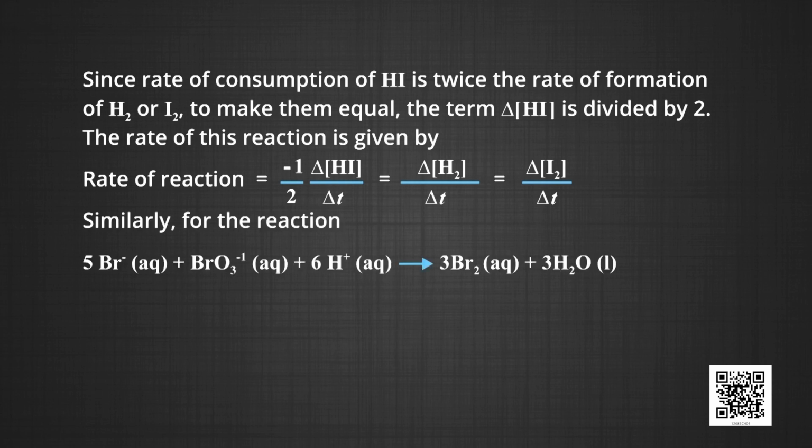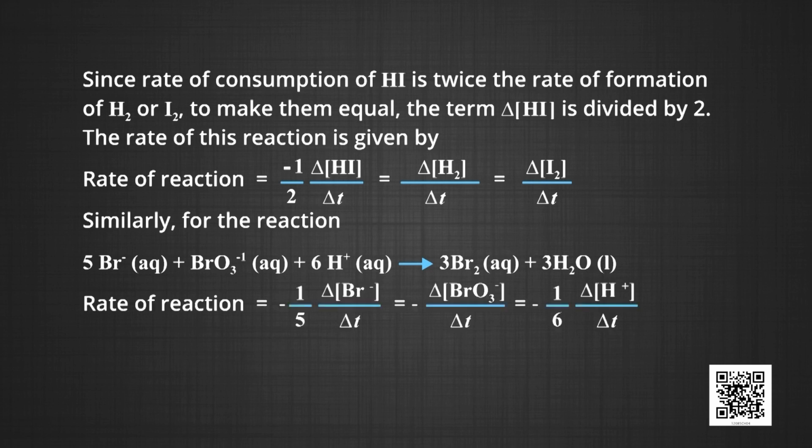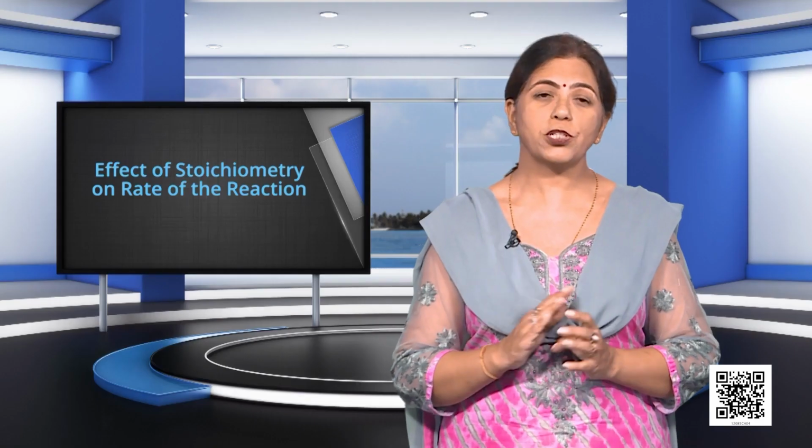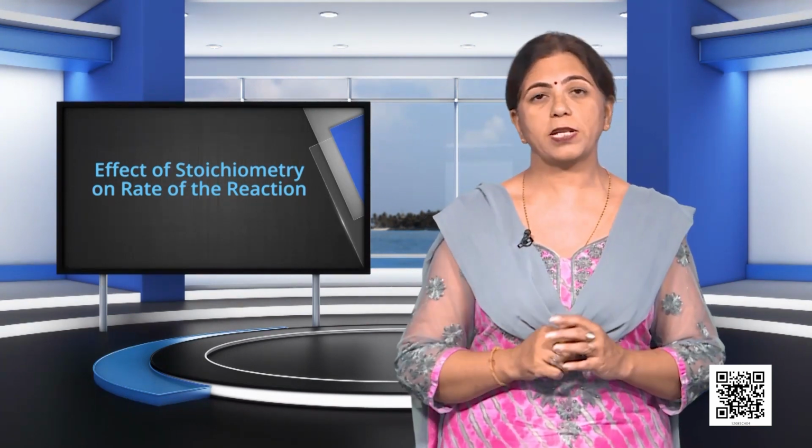Similarly, for the reaction 5 bromide ions plus bromate ions BrO3 minus plus 6 H plus ions gives 3 Br2 plus 3 H2O, the rate of the reaction equals minus 1 by 5 delta molar concentration of the bromide ions divided by delta T, equals minus delta molar concentration of the bromate ions divided by delta T, equals minus 1 by 6 delta H plus ions by delta T, which is further equals 1 by 3 delta molar concentration of bromine divided by delta T, equals 1 by 3 delta molar concentration of water by delta T. All these expressions show the negative sign before the reactants and the positive sign before the products.